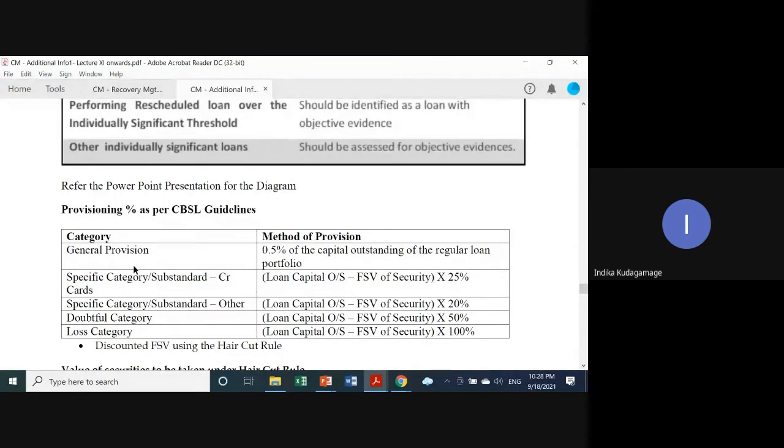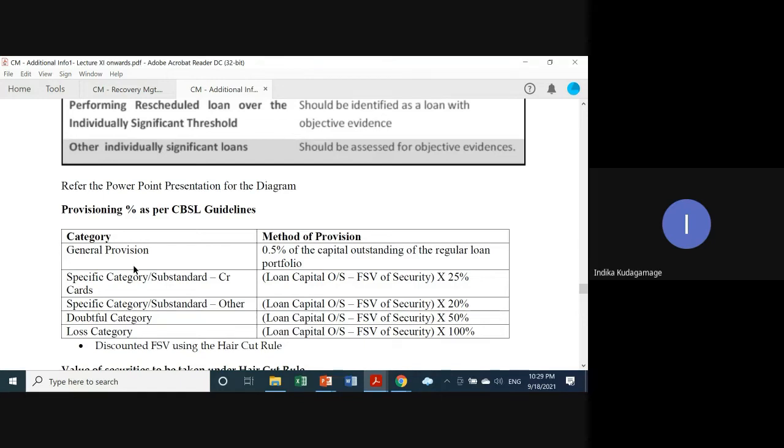Normal provisioning is based on the number of days in arrears. It is time-based provisioning, right? You allocate part of your profits to compensate for bad loans. That is provisioning, right? So initially we go with time-based provisioning. We have general provisioning and specific provisioning.